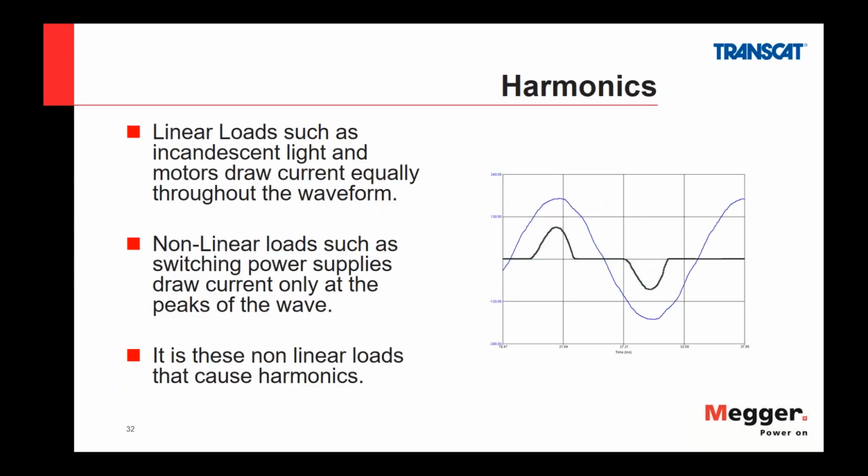So we know linear loads such as incandescent light and motors draw current throughout the waveform evenly, and nonlinear loads like switching power supplies draw current only at the peaks of the wave. It is these nonlinear loads that cause the harmonics. Nonlinear loads that draw power at the peak of the wave create more efficient power sources, but insufficient enough in quantity, and create the harmonic issues.